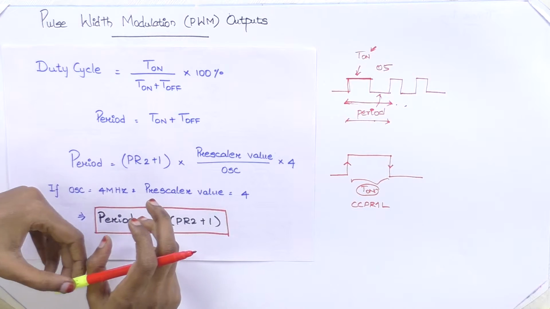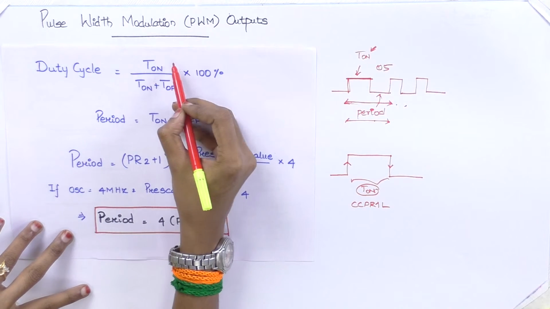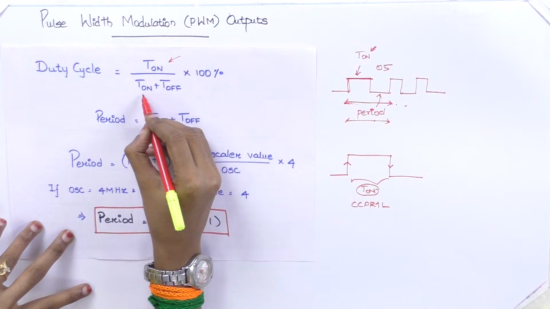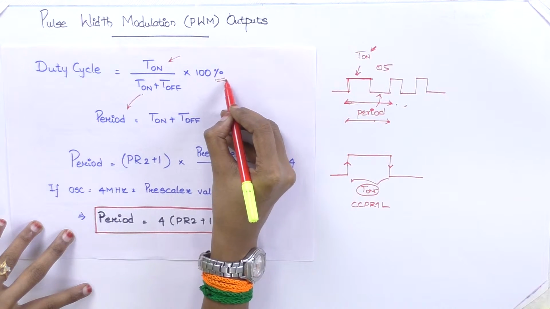The important terminology that we want to know is duty cycle. What do you mean by duty cycle? The total percentage of on time period of the pulse width modulation is known as duty cycle. We always mention duty cycle in percentage. So the duty cycle is equal to T on divided by T on plus T off, which is nothing but the total period, times 100%.